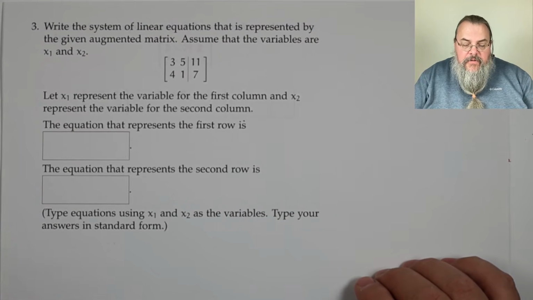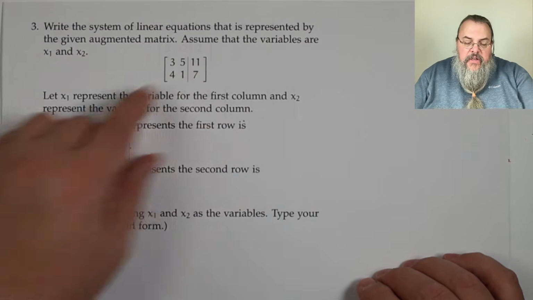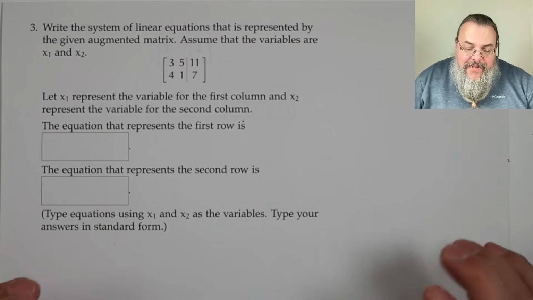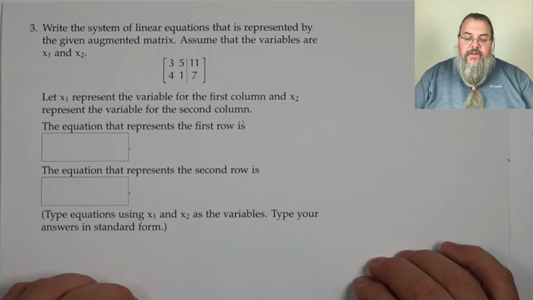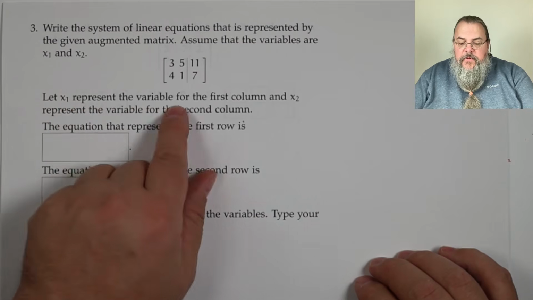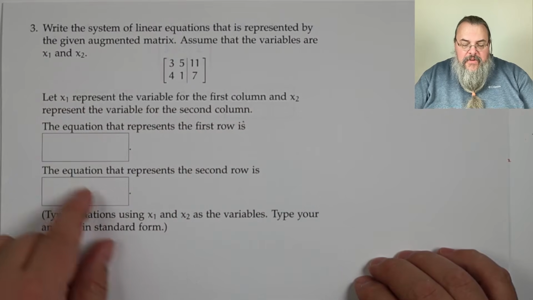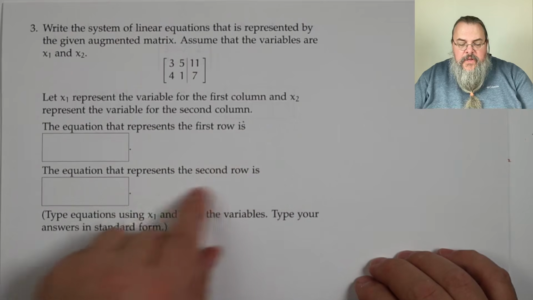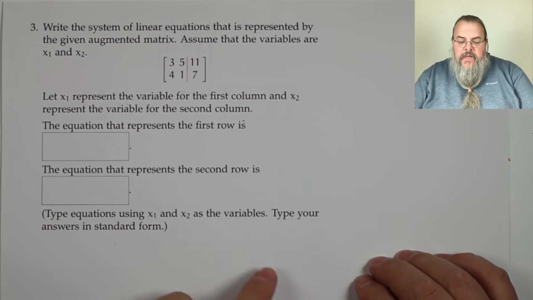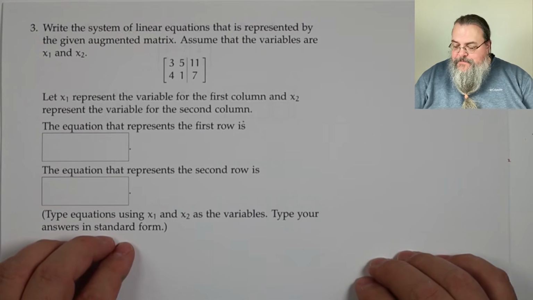Now, what does augmented matrix mean? Well, essentially it says you have a series of numbers over here, then you have this vertical line and a column of numbers over there. That's the augmented part. It's been augmented by adding this column. And it goes on to say x1 represents the variable for the first column, x2 represents the variable for the second column. And it says, well, what's the equation that represents the first row? And what's the equation that represents the second row? Type equations using x1 and x2 as the variables, and type your answers in standard form. I'll talk about what standard form means in just a second.